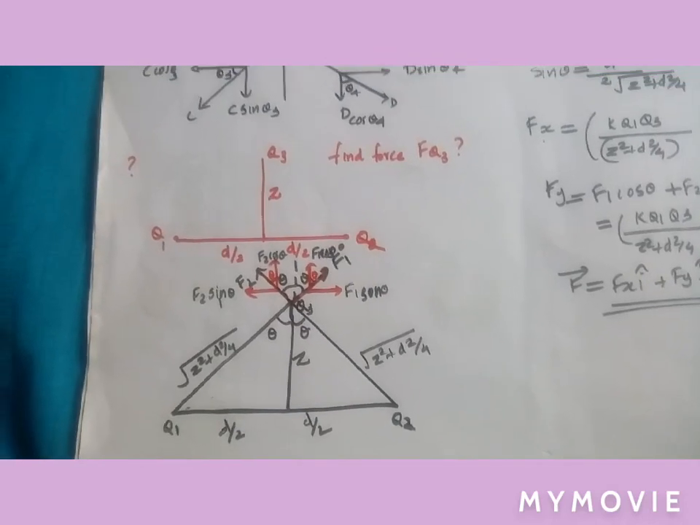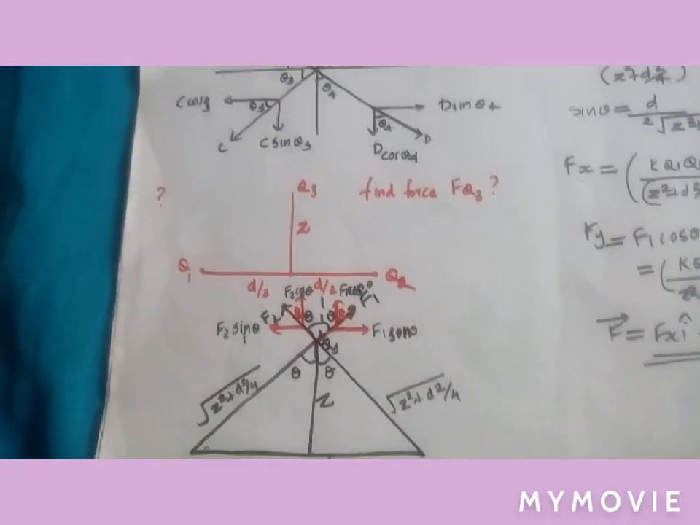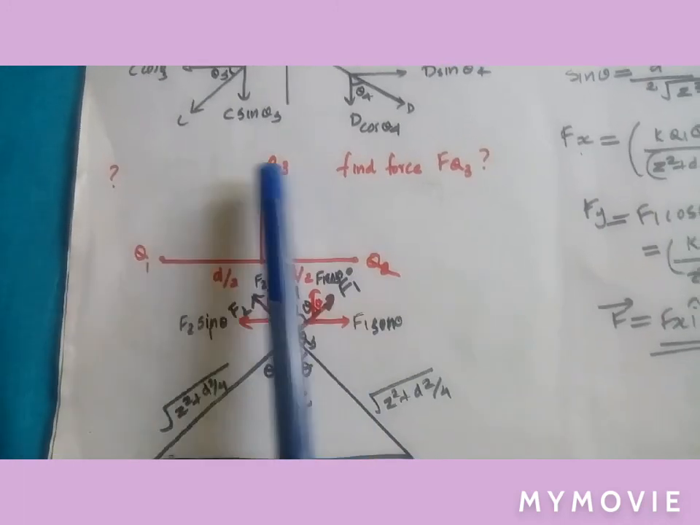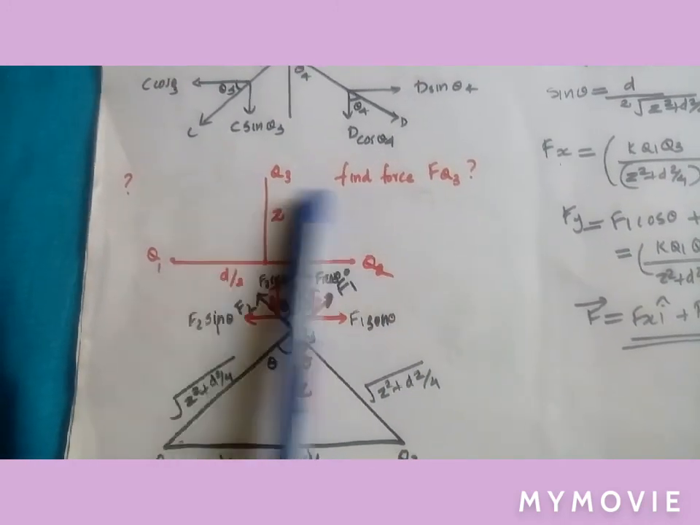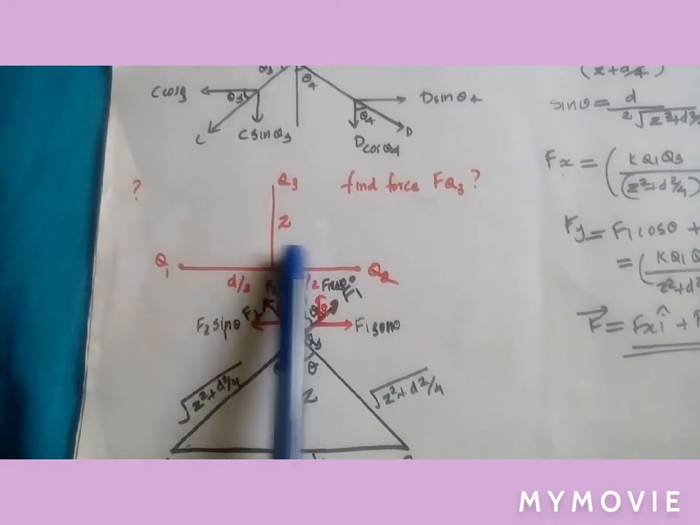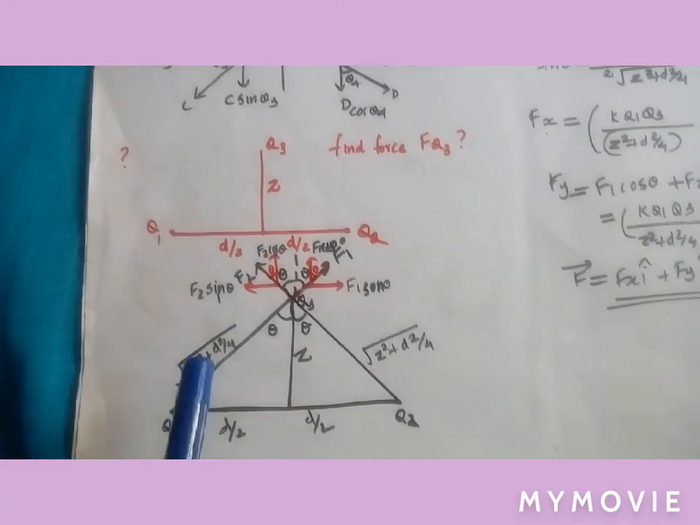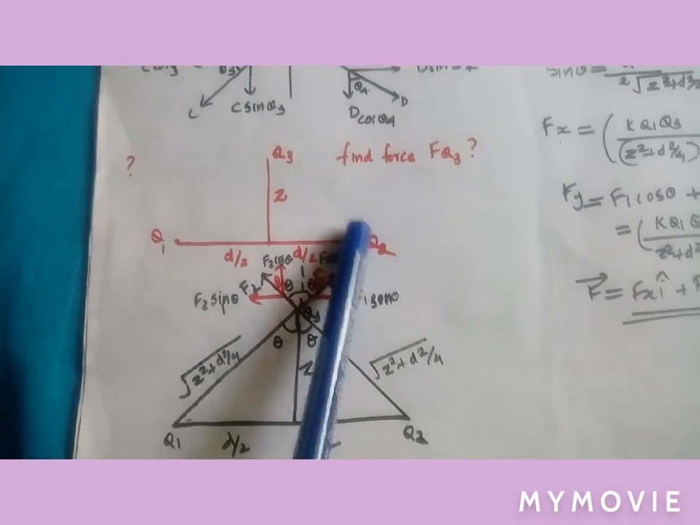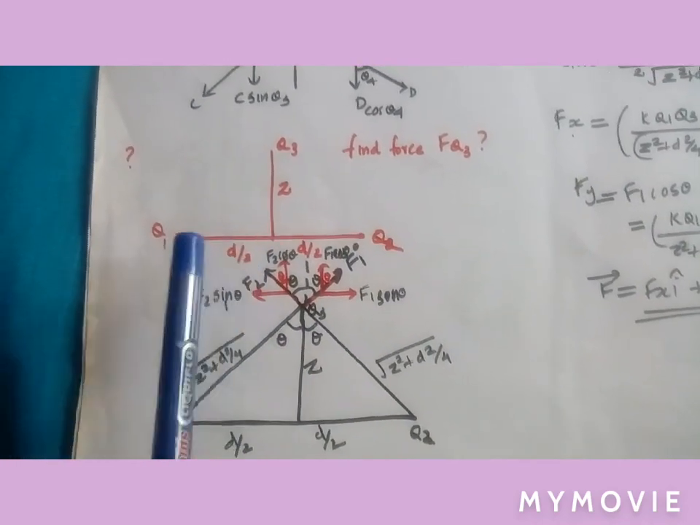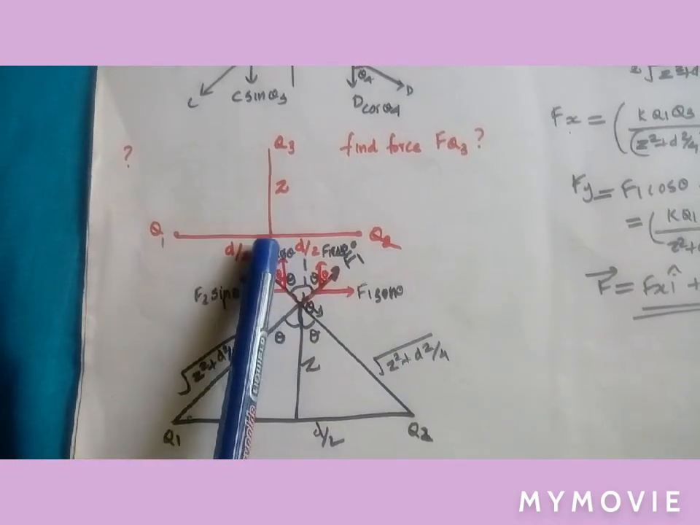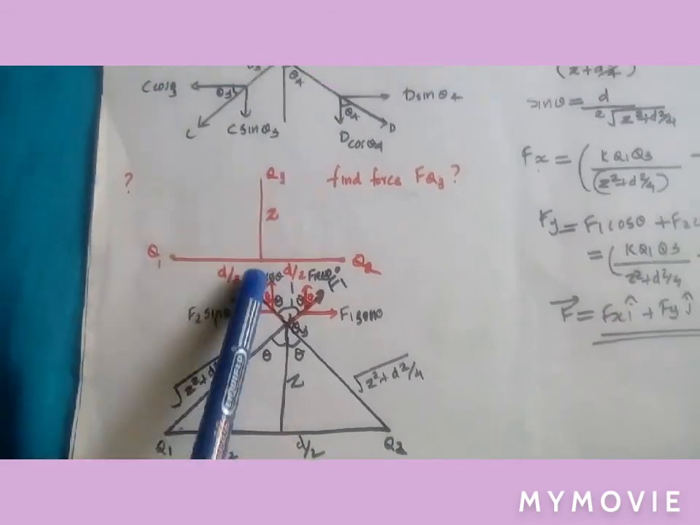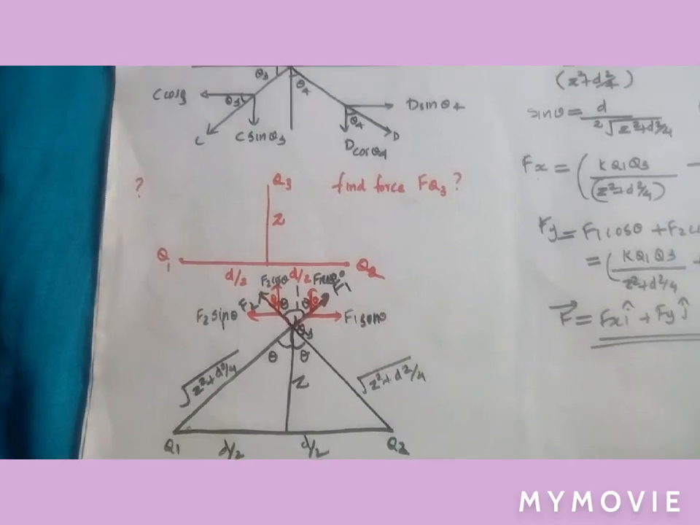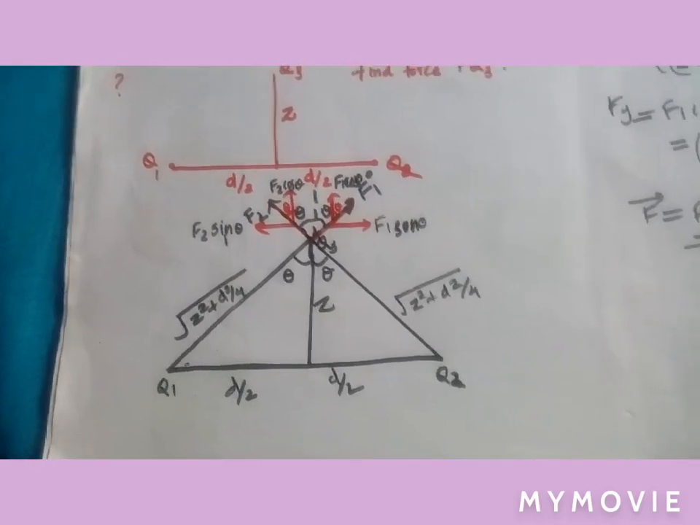Here we have to find the force on Q3. F on Q3 can be found by, we know that there are Q1, Q2, Q3 charges. Q1 and Q2 are at a distance of d by 2, and z is the distance of Q3 to the center point. We have to find the forces.